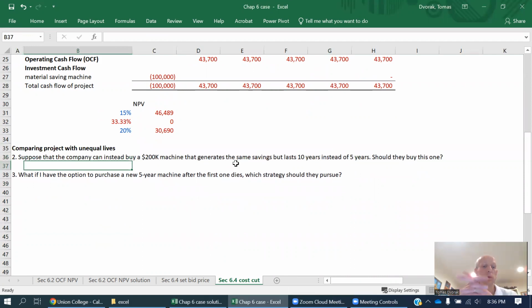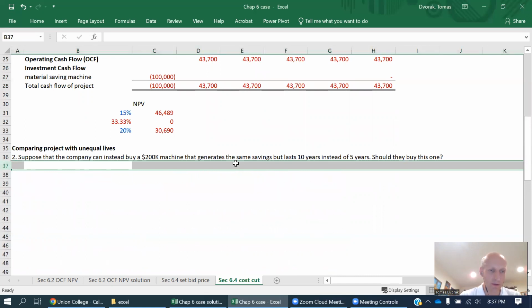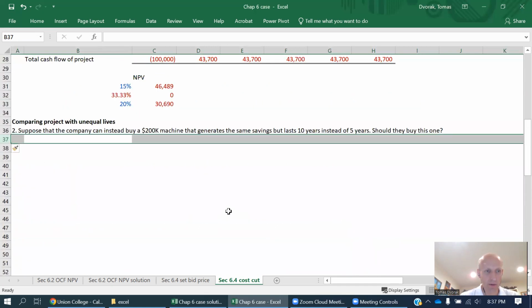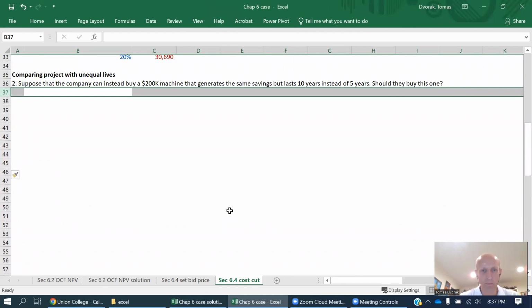Suppose that now the company, instead of buying this one, can instead buy a $200,000 machine, I'm sorry, that generates the same savings but lasts 10 years instead of 5 years. Should we buy this one? So let's create some space again, lots of rows, so that we can fit at least like 30 rows or so. Maybe even a few more rows.